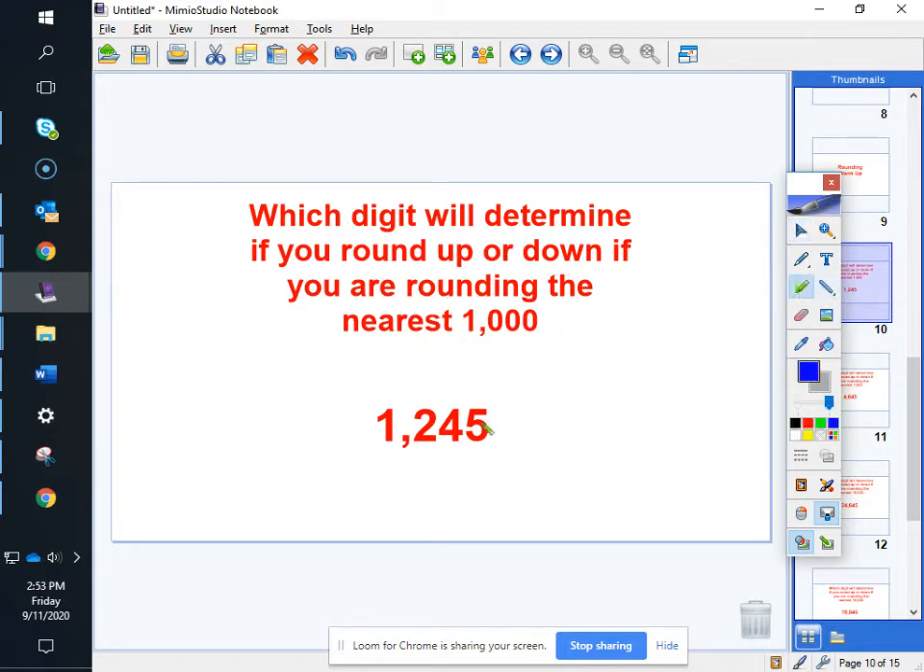The thousands place is here. The number that you're going to look at to determine whether you round up or down would be one place value to the right, and the hundreds place is the 2. So you just type the answer 2.